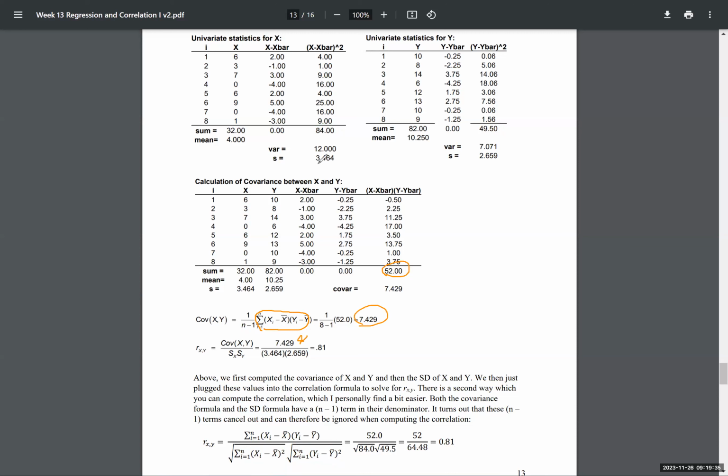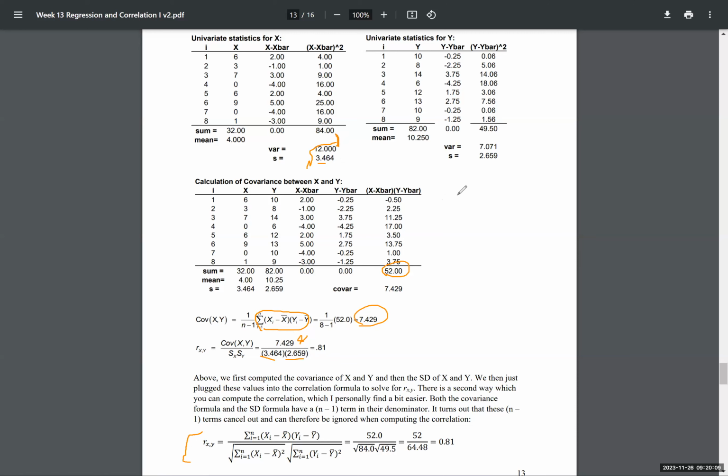I can also do the standard deviation of y. So remember that the variance, how we go from 84 to 12, is we divide by n minus 1. So if you do 84 divided by 7, you're going to get 12. And then the square root of 12 gives me 3.464. You do the same thing on y, and you just plug in the two standard deviations. And again, you're going to get 0.81. So you can do either method that you like. I do prefer not accounting for the n-1.